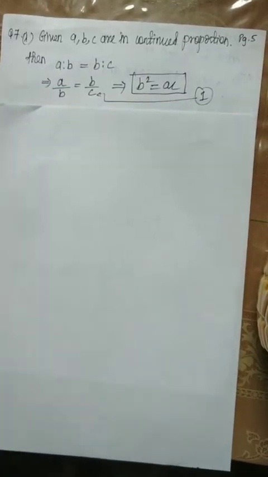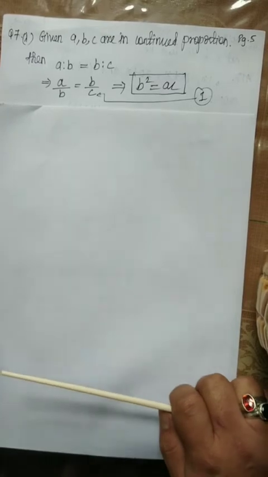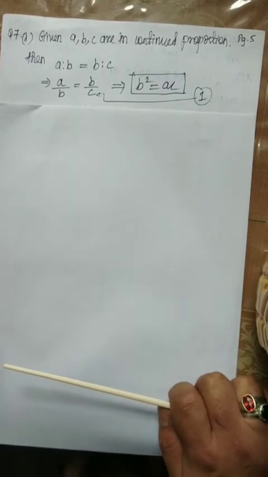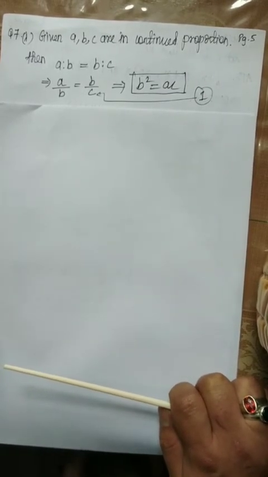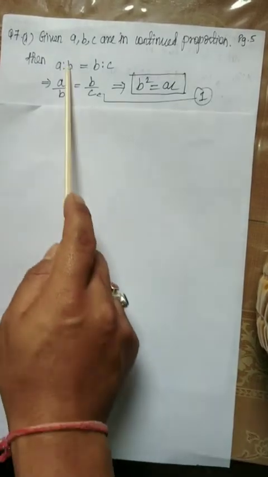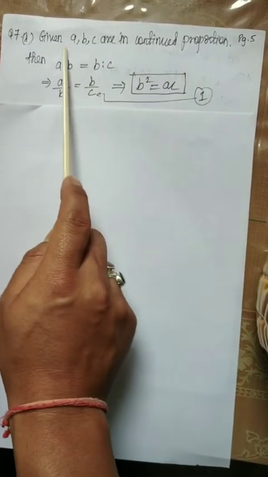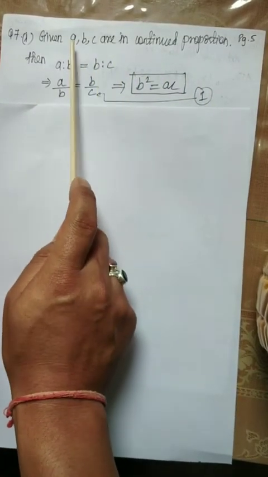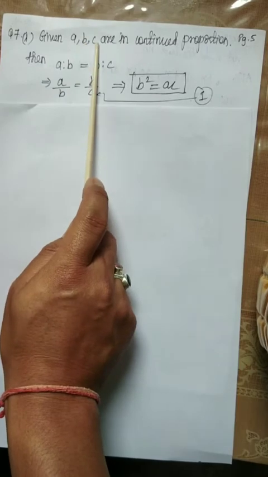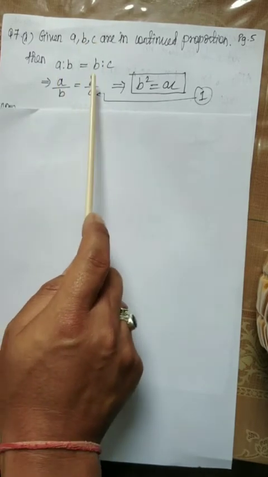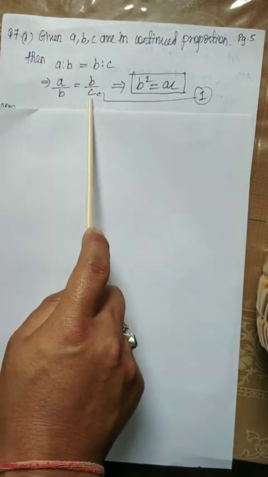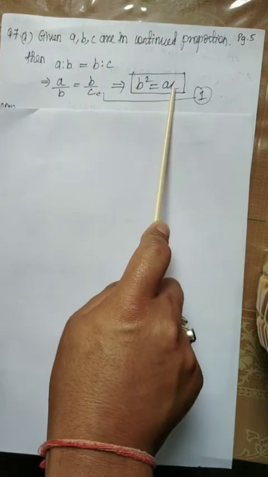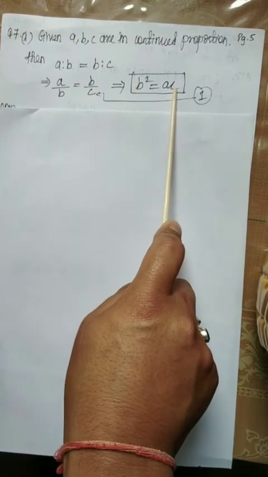Okay, let's start with question number 7. If A, B, C are in continued proportion, then show that left hand side equals right hand side. 7 part 1. So A, B, C are in continued proportion. What does it mean? A, B, C are in continued proportion means A is to B is equal to B is to C, which means that A by B is equal to B by C, which gives B square equals AC. So this is the meaning of A, B, C are in continued proportion.